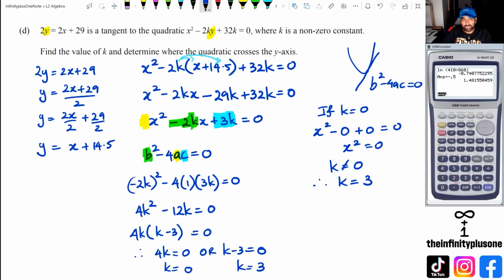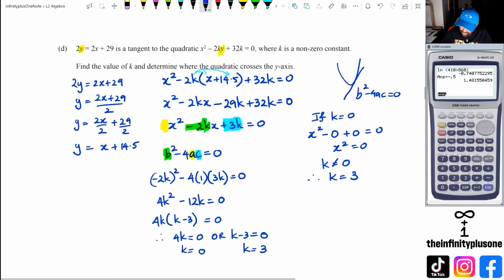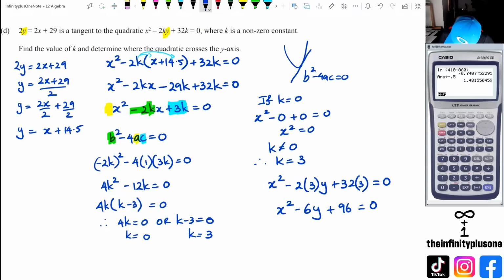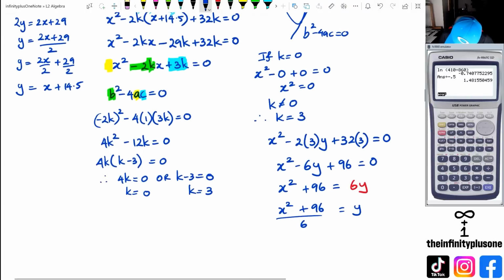Now the question does ask us, where does the quadratic actually cross the y-axis? So we've got to actually substitute k as 3 into the quadratic, which means we're going to get x squared minus 2 times 3y plus 32 times 3 is equal to 0. So we've got x squared minus 6y plus 96 is equal to 0. Rearranging this, I'm going to get x squared plus 96 is equal to 6y. And then I can say that y is equal to x squared plus 96 divided by 6.